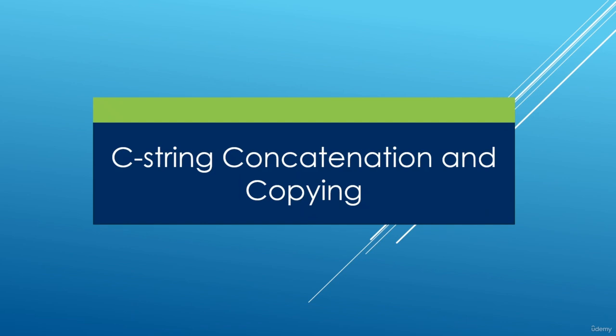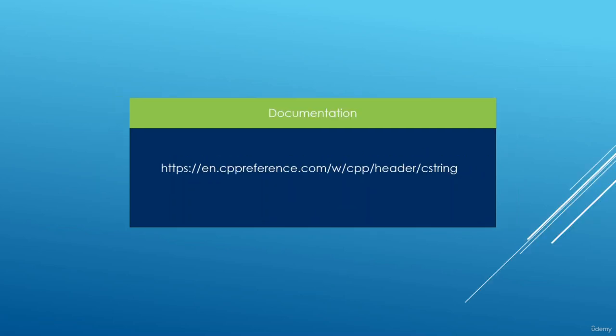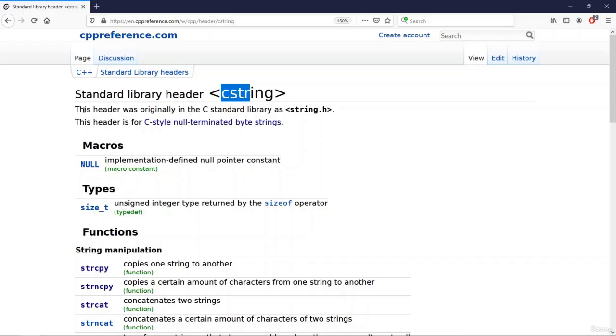In this lecture, we're going to look at a few more facilities from the C string library, and those are going to allow us to concatenate and copy strings over. The documentation for what we're going to be talking about can be found here. If you go there, you're going to fall on this link here, and you're going to find that C string was originally in the C standard library as string.h, but in C++ we can use it like this.